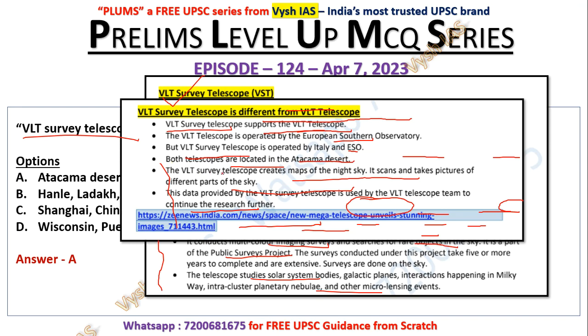The VLT Survey Telescope creates the maps of the night sky. Like now we saw, this is the one who maps everything. It scans and takes pictures of different parts of the sky, and the data provided by the VLT Survey Telescope is used by the VLT Telescope team to continue the research further. That is how they both work in tandem.